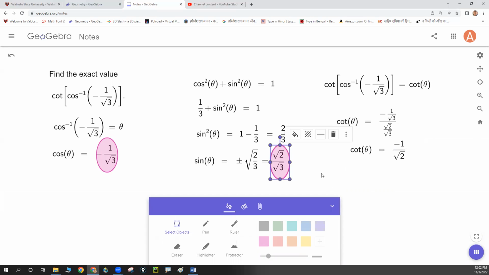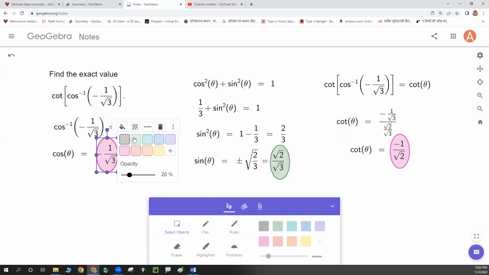And my answer is going to be this pink shape. And I'm going to change the colors to green here, if these are not my answers. I hope that makes sense.